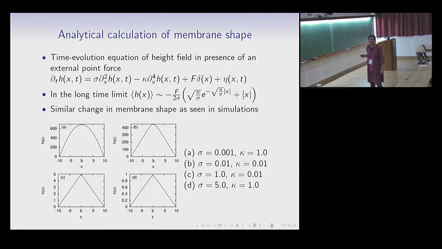If you go to the co-moving frame and do noise averaging, then you can analytically solve for the average height profile. And this solution has this form. So when you plot this function for different sigma and kappa, indeed you find the effect that I was describing. For example, look at these two diagrams. Here kappa is large, kappa is 1, and sigma is large here when it is almost linear, and when sigma decreases it rounds off.